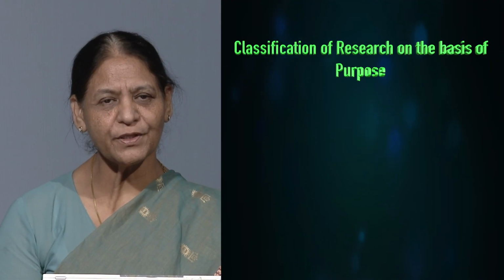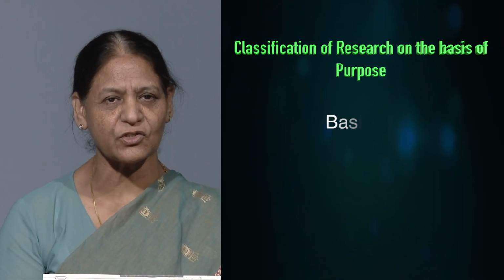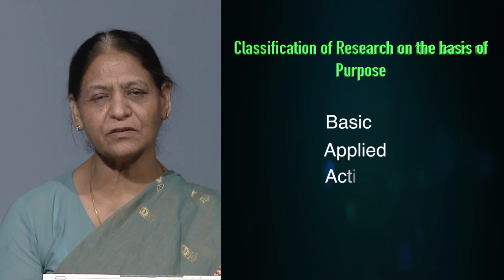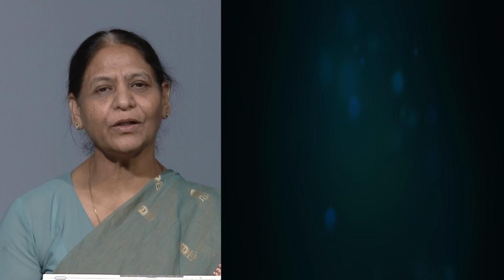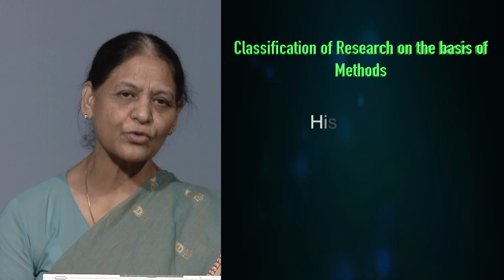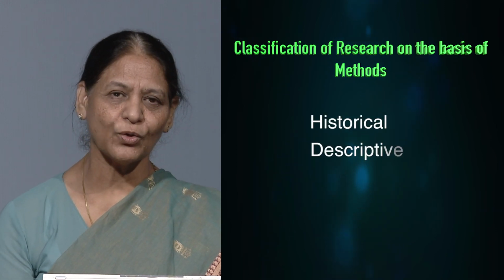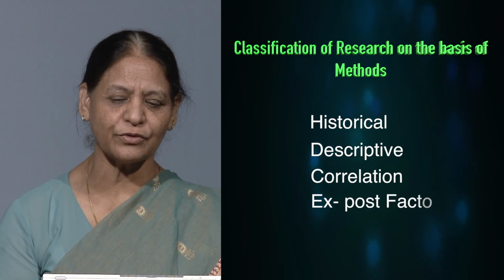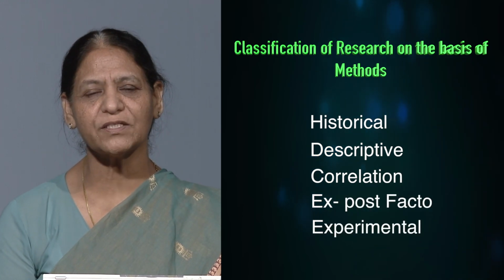So in a nutshell, research is the formal, systematic application of the scientific method of research to finding solutions to problems in an education setting. And research can be broadly classified on the basis of purpose into four, that is basic research, applied research, action research, and evaluation research. And on the basis of methods, research can be classified into five, that is, historical research, descriptive research, correlational research, ex post facto research, and experimental research.